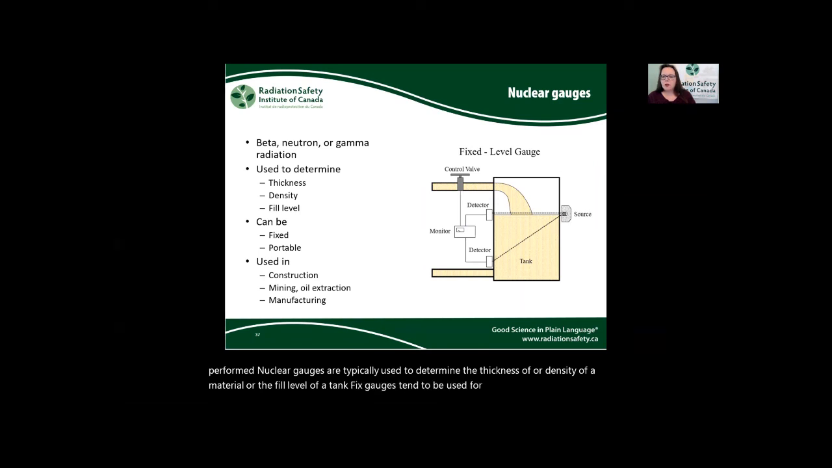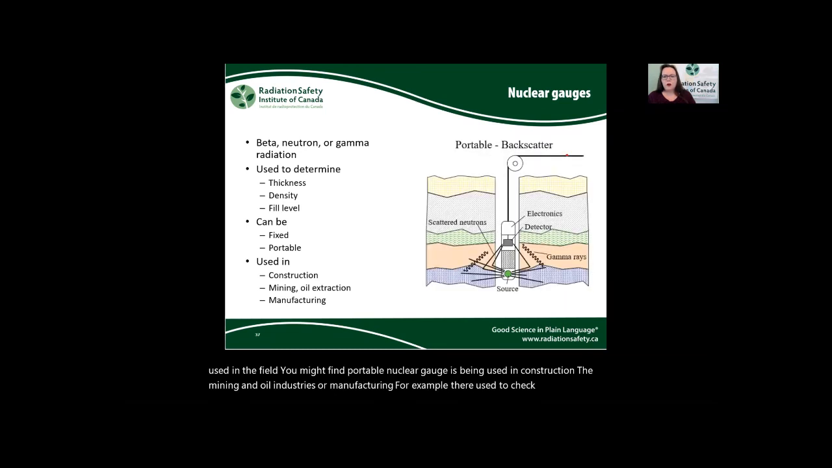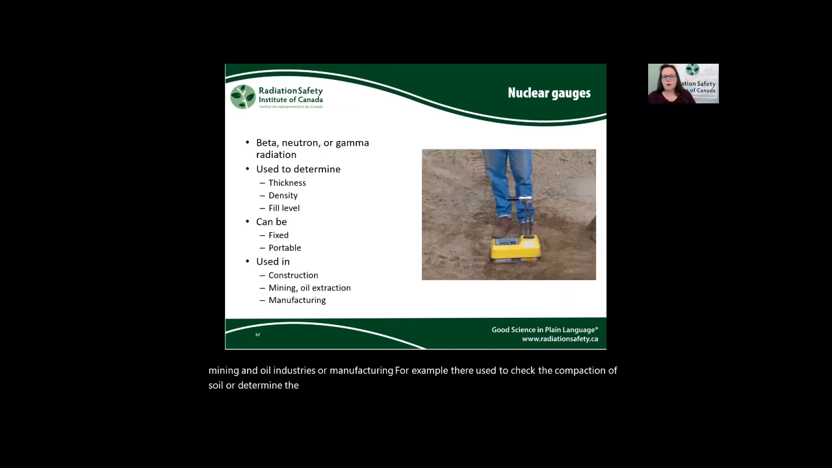Fixed gauges tend to be used for monitoring. The example in the diagram is used to monitor the level of liquid in a tank. Other fixed gauges might monitor the thickness of paper or plastic products being produced. Portable gauges are used in the field. You might find portable nuclear gauges being used in construction, the mining and oil industries, or manufacturing. For example, they're used to check the compaction of soil or determine the composition of layers of earth.